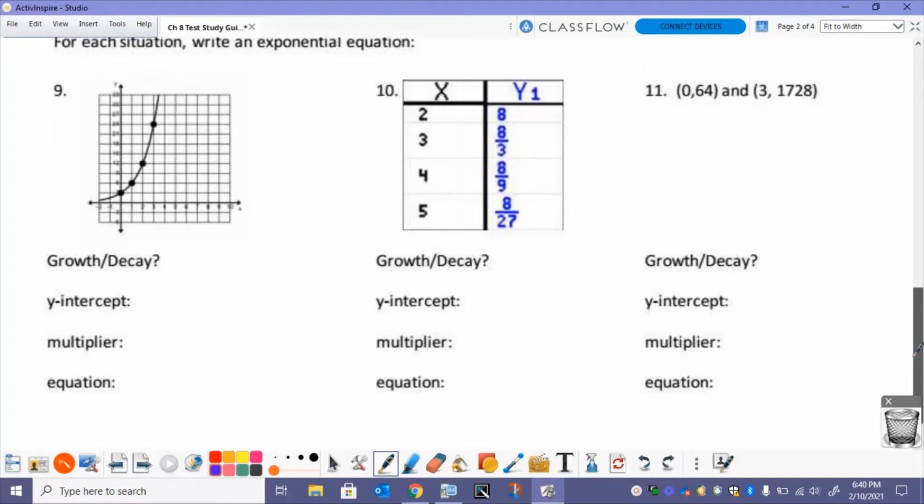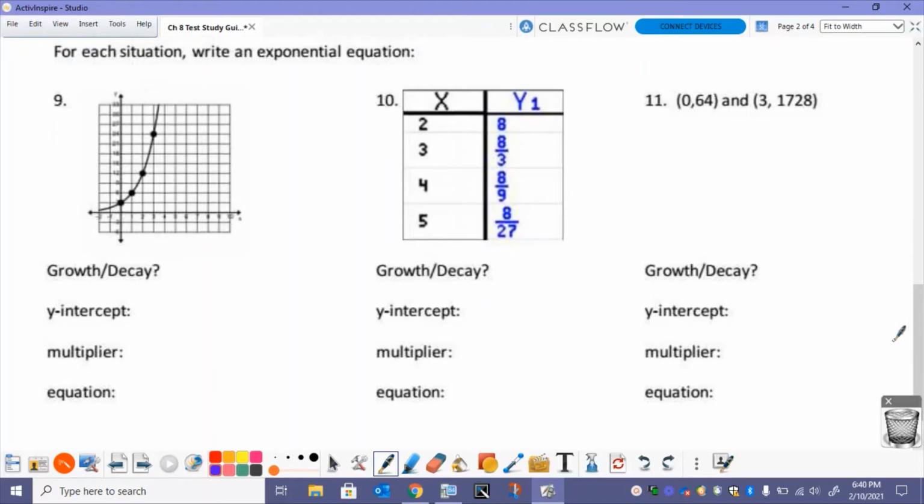All right, it says for 9 through 11, for each situation, write an exponential equation. So let's start with number 9. First thing it asks, is it growth or decay? Well, remember we read left to right, so we are increasing, so we have growth. All right, our y-intercept, it's very hard to tell. Hopefully you can see this on Schoology, on the assessment, or also on the printed version of the study guide. So our y-intercept, that is 0, 3. Very blurry on the screen, so I apologize.